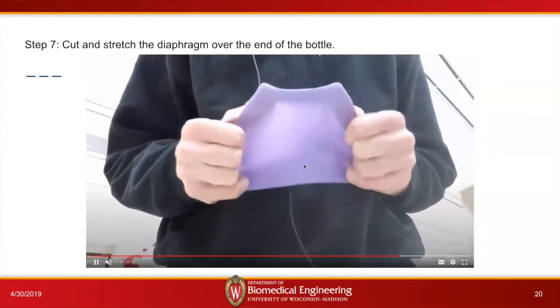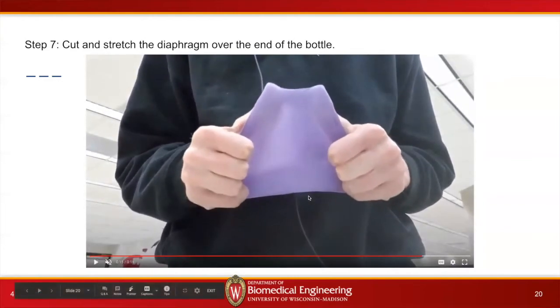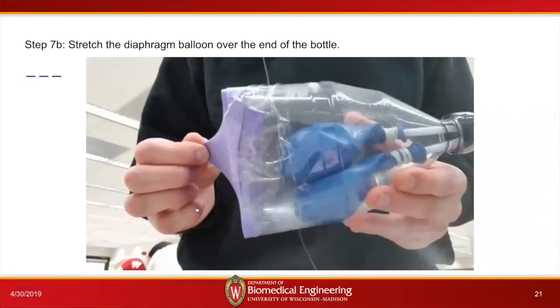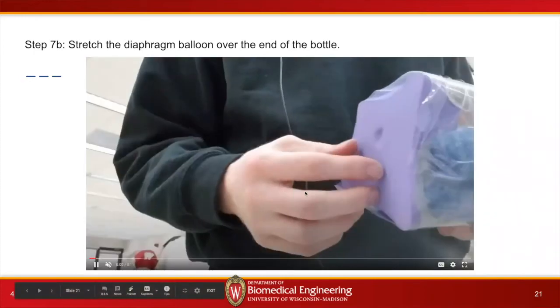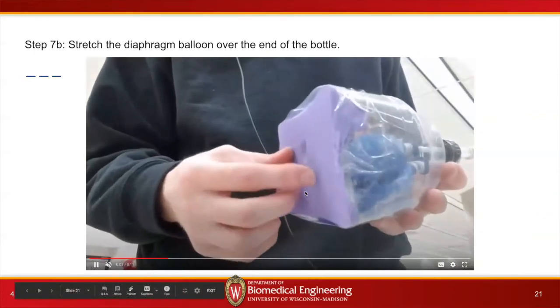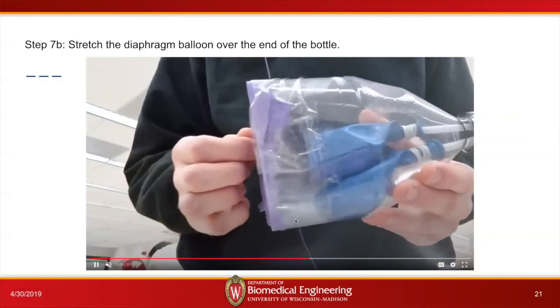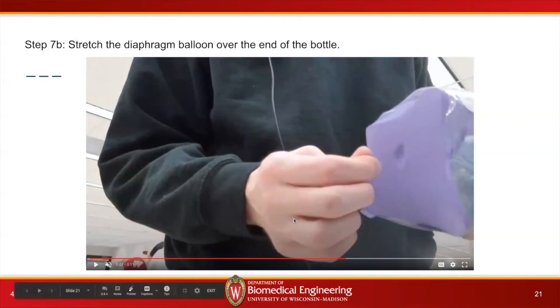Now, we used a small balloon, so it's much tougher to get it around the end. But if you use a larger balloon, it should be much easier. As you can see, after it's been stretched over the end and taped, it all looks nice and cohesive. Now, normally this end should be circular, but in our case, it was a little bit tight.